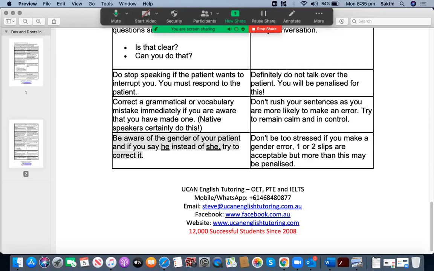If it is he, please use he, his, him. Don't say she or her instead of he, and don't say him wrongly. Don't mix them up. Don't make a mess. Try to correct them, but the better thing is not to commit the errors at all. Don't be too stressed if you make some gender error. One or two slips are still acceptable, but more than this may be penalized. You can use some personal pronouns inappropriately, that is absolutely fine. But if you commit such errors frequently, again and again, you are going to be penalized.